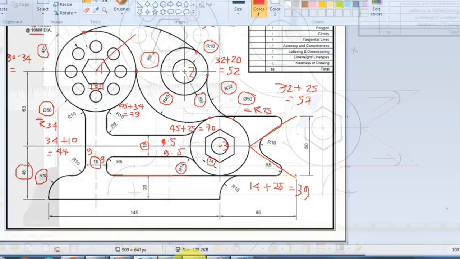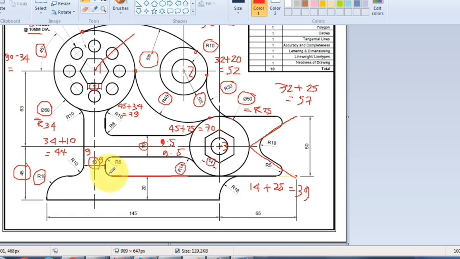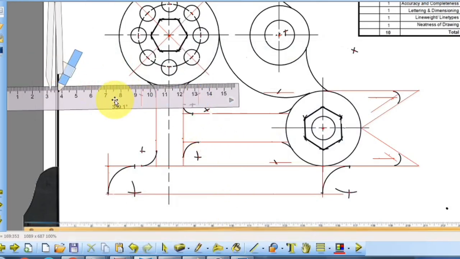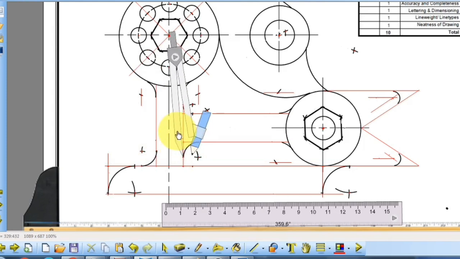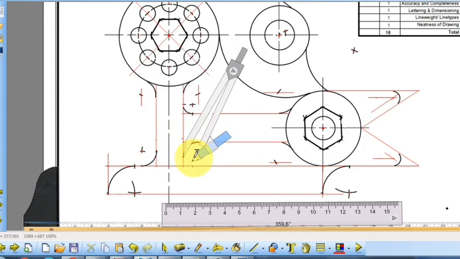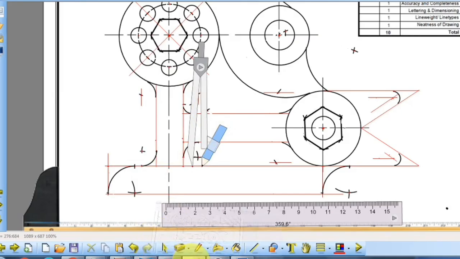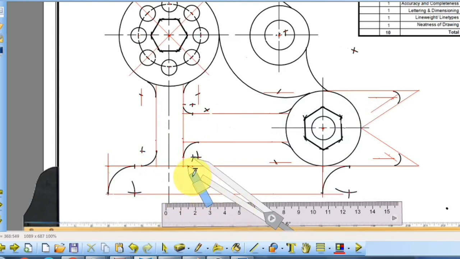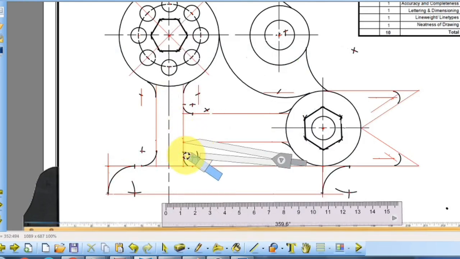So we have finished all the arcs. Finished. Oh, there's one more here, and this one is also R6. R6 here. So we have here 6. All right. And then 6, and then here 6, okay, and then draw an arc here, and then there's another arc here, and then R6, so 6. Alright, so this is R6.